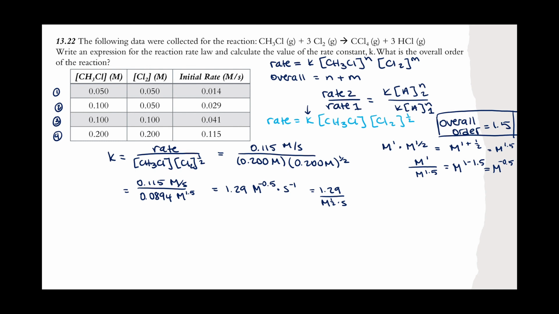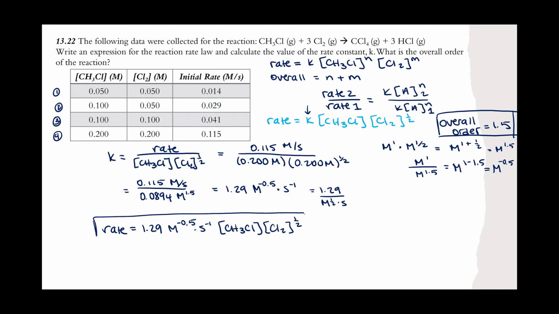Now, if we go ahead and write our final rate law, including the K value and including the proper reaction orders, we would have an answer of 1.29 molarity to the negative 0.5 times inverse seconds times the concentration of methyl chloride to the first power times the concentration of the chlorine gas raised to the 1/2 power. And that is how we would do these problems.